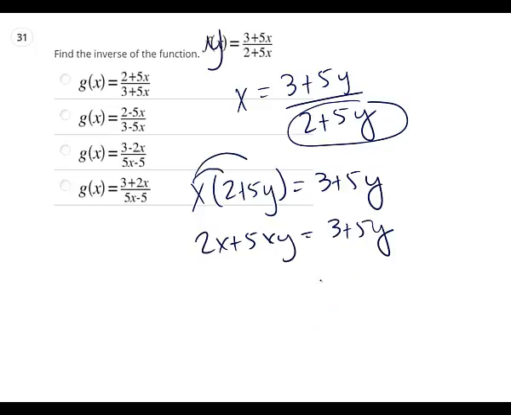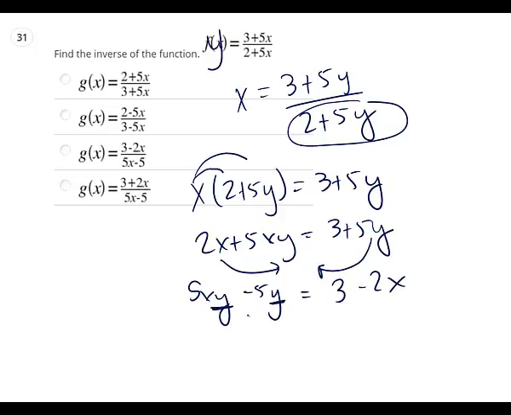Alright, I am going to choose to move everything with a y to the left and everything else to the right. Okay? So I'm keeping the 5xy. How would I move this 5y? Subtract it. And then I'm keeping the 3. How do we move the 2x? Subtract it. All right. And then what can I factor out here?